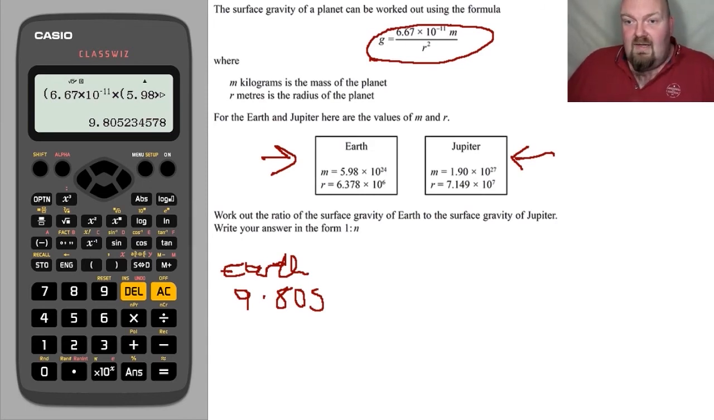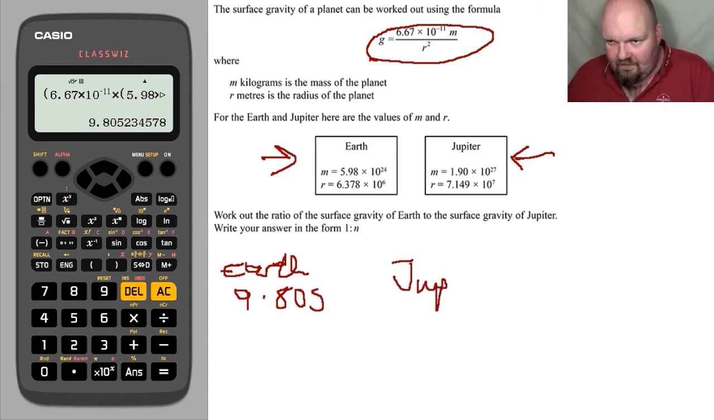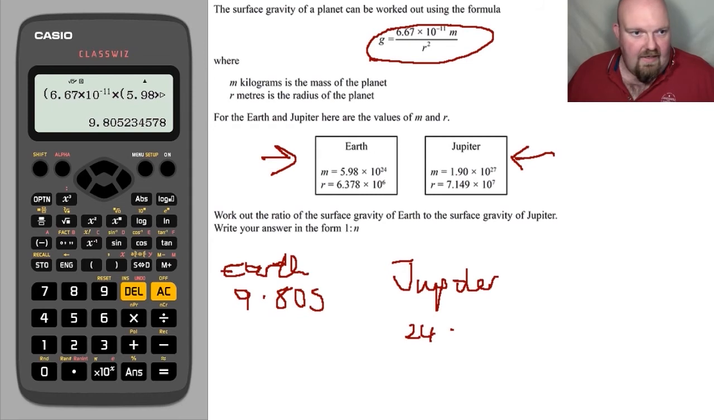What I then need to do is repeat this for Jupiter, okay? And as I repeat it for Jupiter, plugging all those numbers in again, I will get an answer that is 24.796. So rather than you watch me do loads more calculating, let's go straight into this, okay? So Jupiter gives us an answer of 24.796. Let me just confirm that. 796. Okay, so we've done a lot of the work there. There's 2 out of 3 marks.